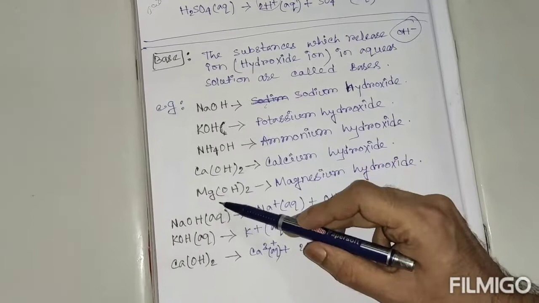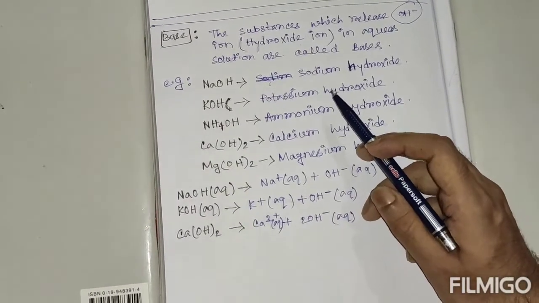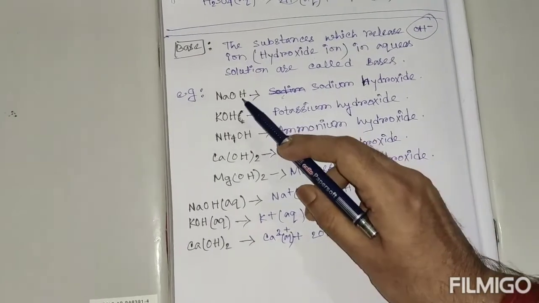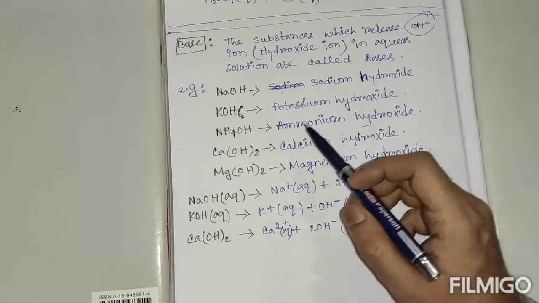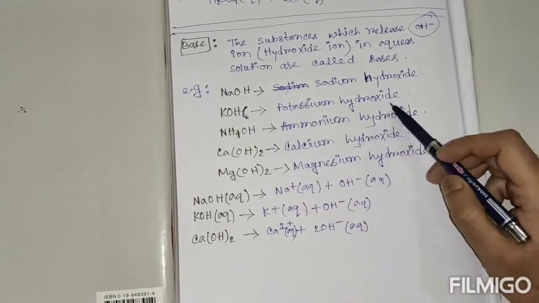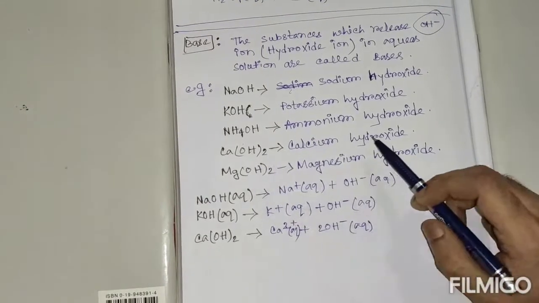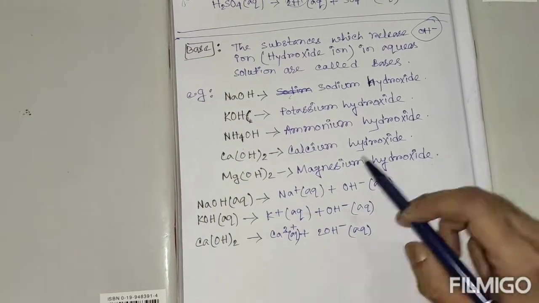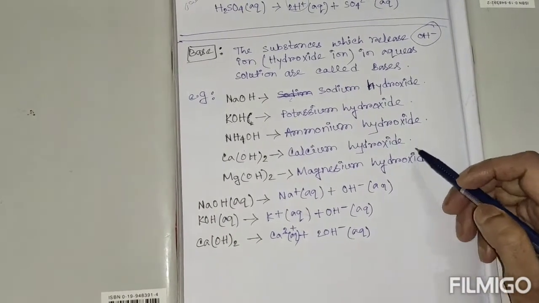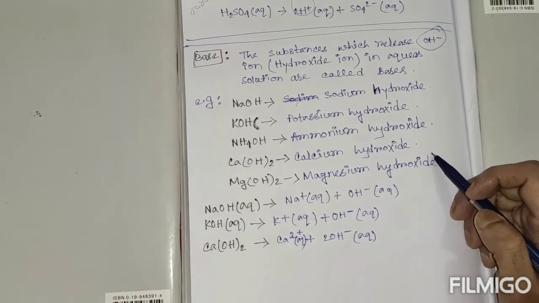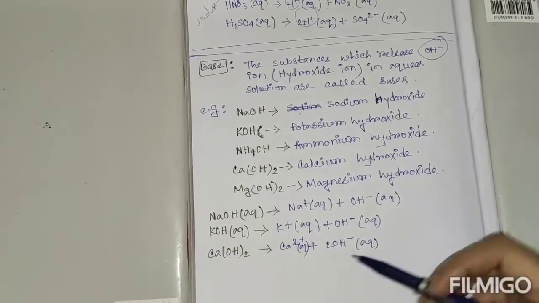Now I have written some bases along with its chemical name and formula. NaOH, this is sodium hydroxide. KOH, this is potassium hydroxide. NH4OH, this is ammonium hydroxide. Ca(OH)2, this is calcium hydroxide. Mg(OH)2, this is magnesium hydroxide. All are bases. Now why they are bases? Why they are behaving as base? So they have to release OH- ion, right?